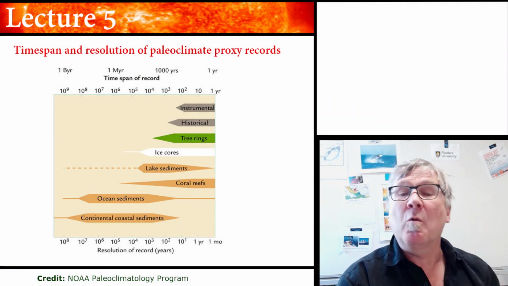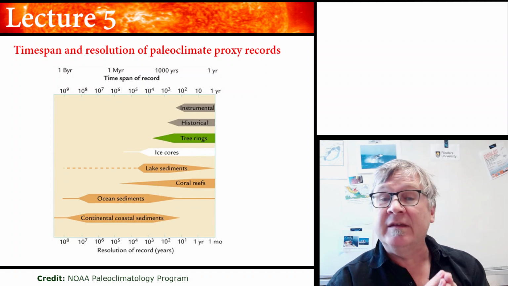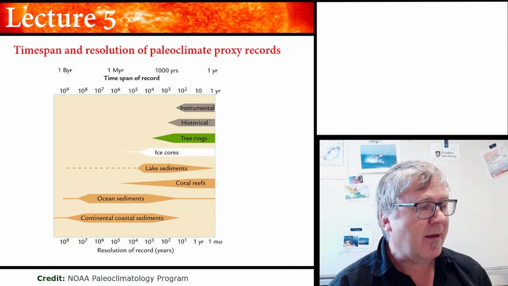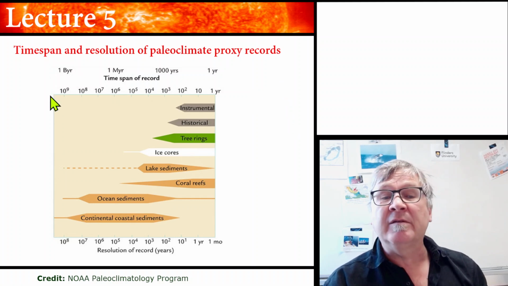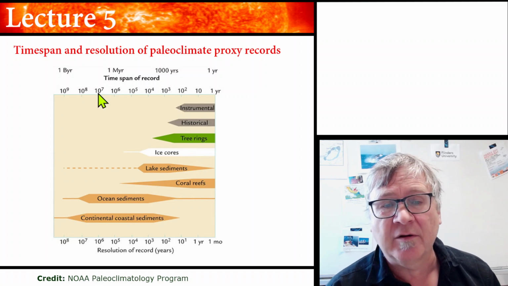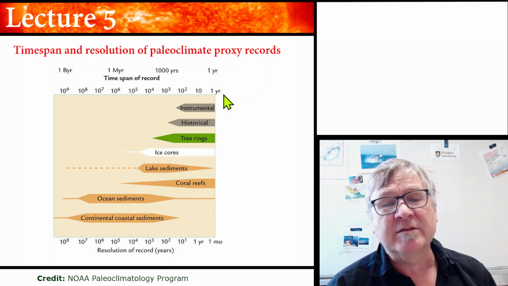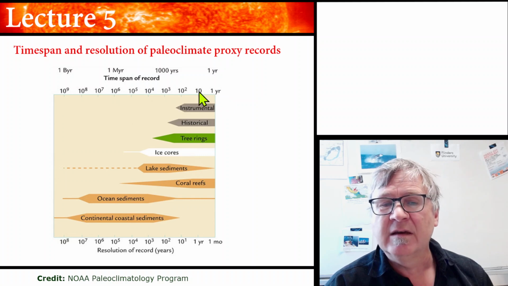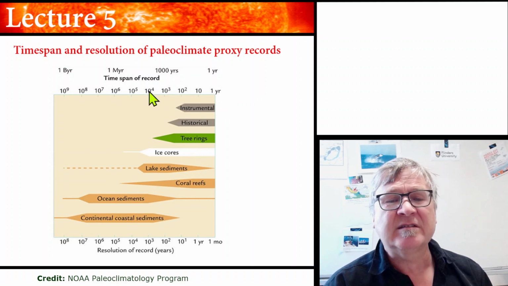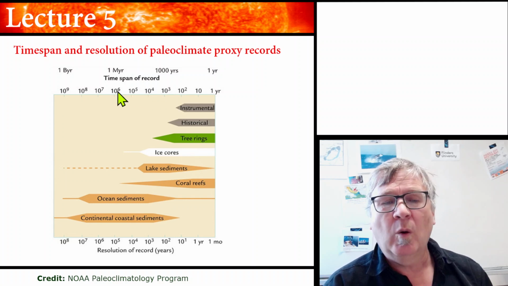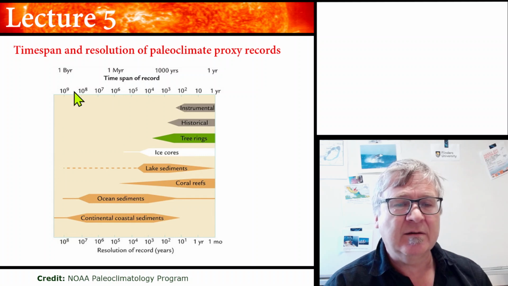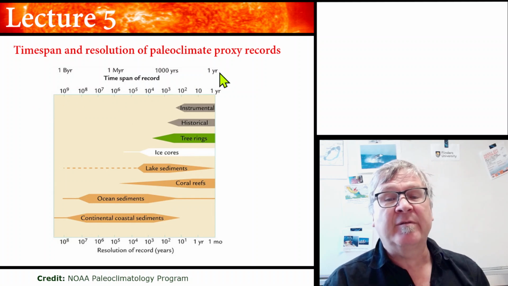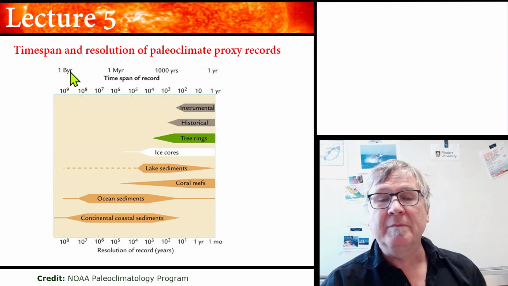And I summarize the time span and the resolution of records in this table. What's shown here is not a table, it's more a graph. On the top axis, it shows you the time span of the record. This one is in a logarithmic scale, so you have on the right 1 year, then 10 years, 100 years, 1,000 years, 10,000 years, and so on. It's always times 10 between these ticks. And it ranges from a time span of 1 year to 1 billion years.